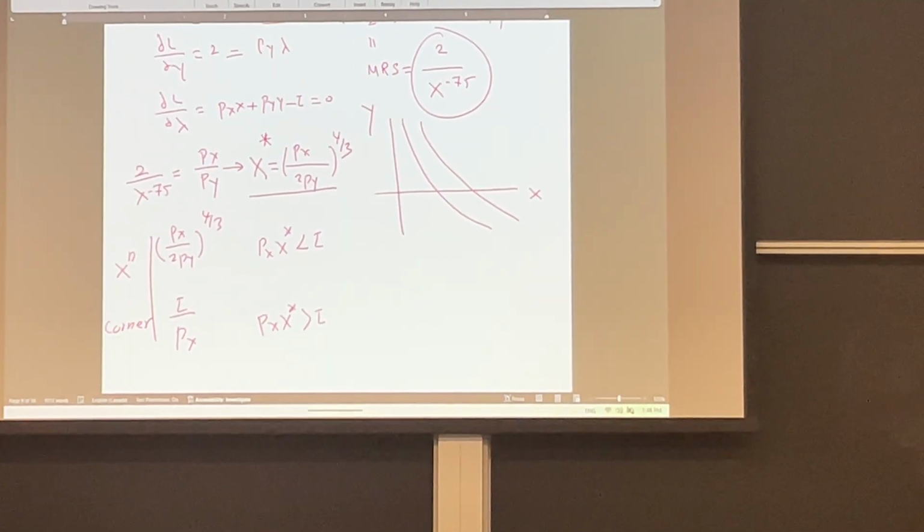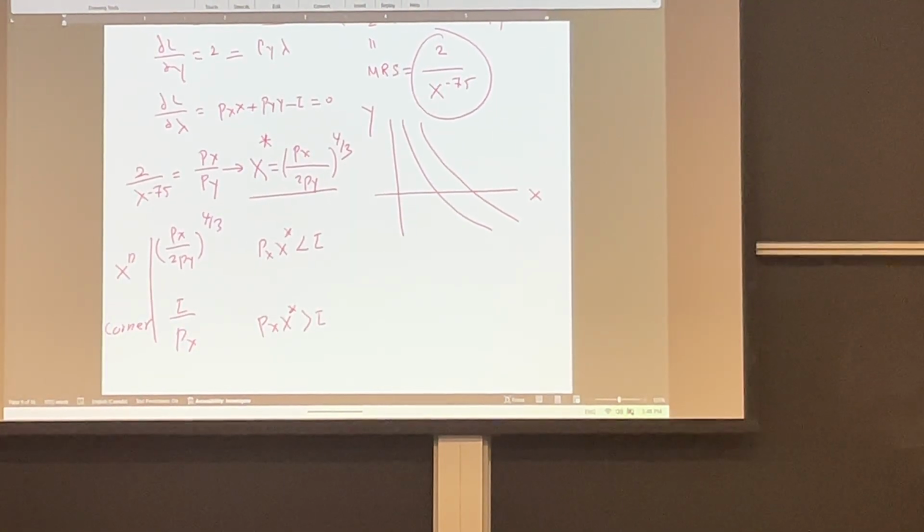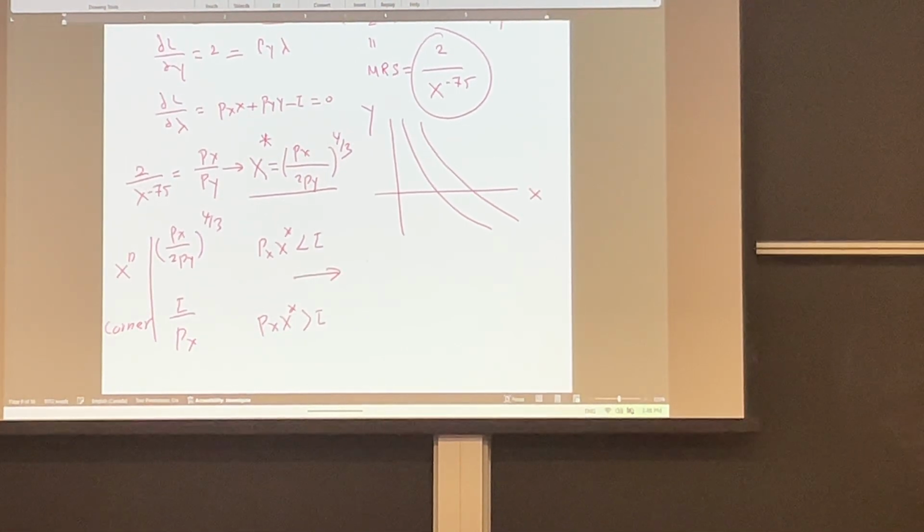So whether you're in a corner solution or not depends on whether the tangency is in a wrong area or not. Is it in the first quadrant or the fourth one? If it's in the fourth one, you're in a corner solution. In the first one, you're not in a corner solution. Make sense? So that's the demand for X. What's the demand for Y? Down here, you're in a corner solution, you buy no Y. You spend all the money on X, nothing on Y.